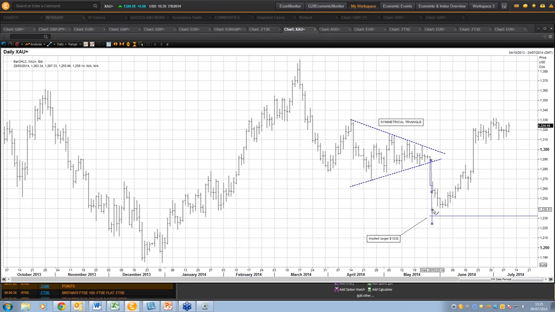To be honest, the conservative way of measuring it is from the upper trend, and then the aggressive way of getting the implied target is from the lower trend. That is how you get your target on gold from that symmetrical triangle. So you measure the height of the triangle and then project it down.